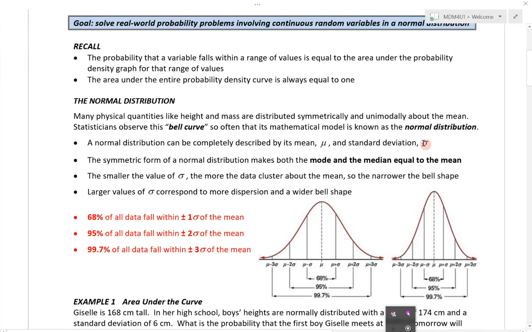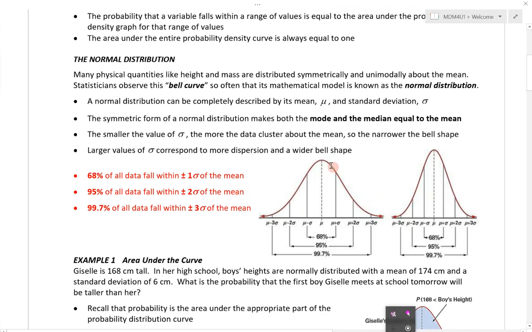Now, the normal distribution can be completely described by its mean value, mu, and its standard deviation, sigma. And the symmetric form of the normal distribution makes both the mode and the median equal to the mean. And the smaller the value of sigma, the more data cluster around the mean value, which is what you see here on this graph. And so you have a narrower bell-shaped curve. And if you have a larger value of sigma, then your values are more spread out from the mean value. So you have a wider bell-shaped curve.